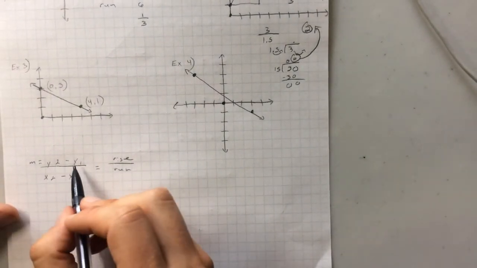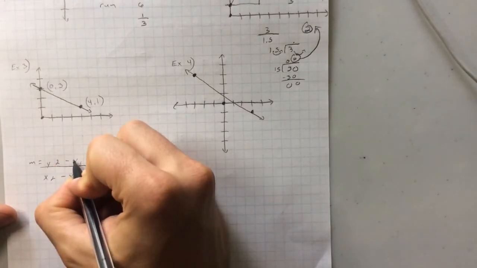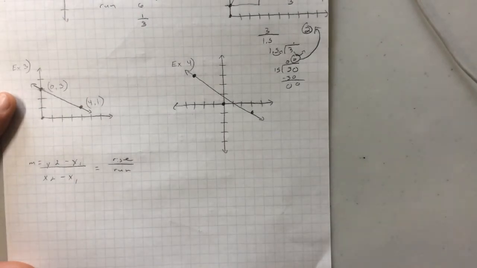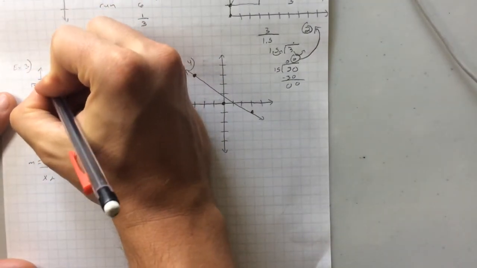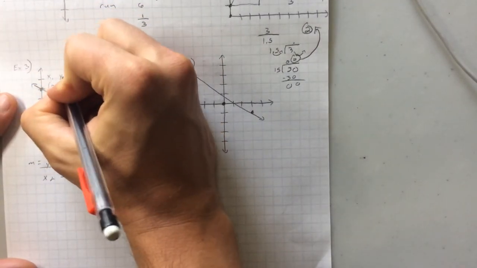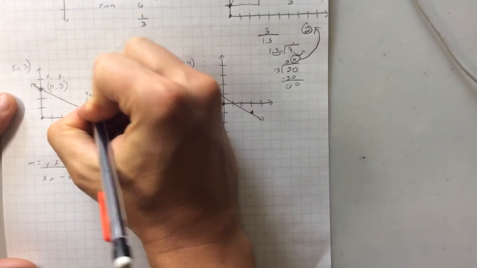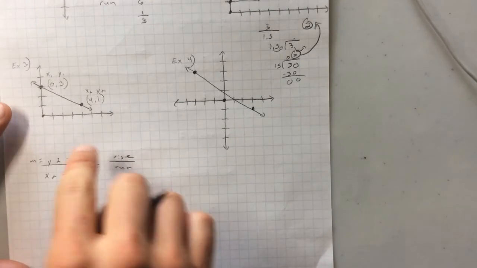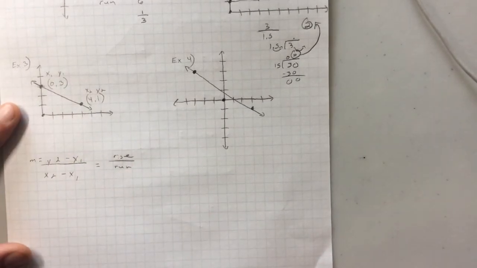Now I'm looking for 2 y's and 2 x's. Now I'm going to tell you it doesn't matter which one you choose, as long as you use them consistently. So here's what I'm going to do. This is going to be x number 1, and this is going to be y number 1, x number 2, and y number 2. Now I'm just going to take the numbers that I have and input them into my slope formula.